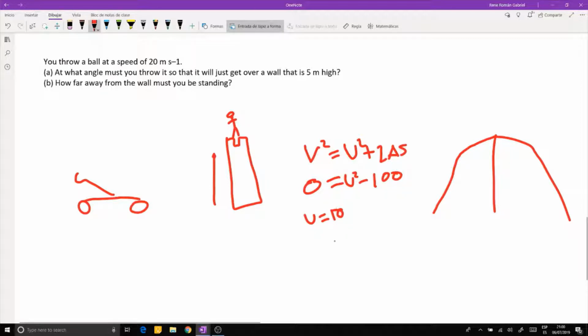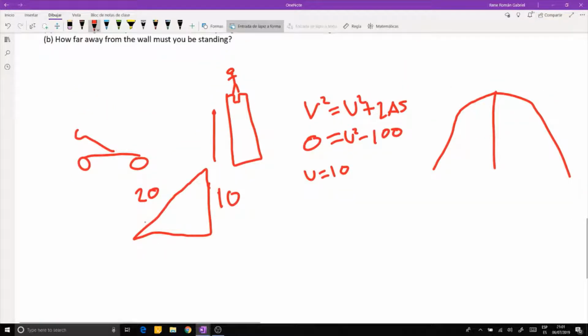So knowing that u equals 10, I'm going to draw a bit better. Knowing that u equals 10, we can figure out what angle we have to have. So basically now we're going to draw a triangle. That's better. We're going to draw a triangle, and we're going to say that the vertical one is 10. This angular one, they gave it to us, so that's 20. Then we've got to figure out what the angle is.